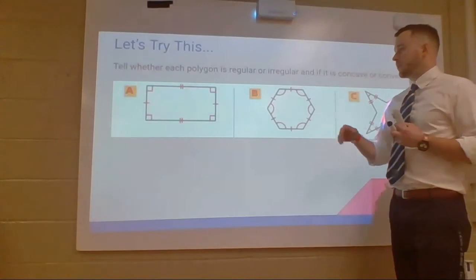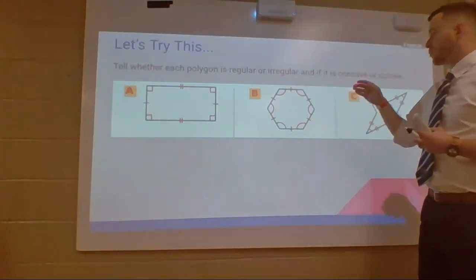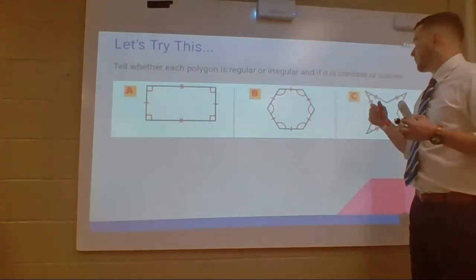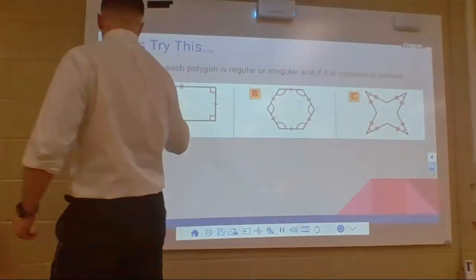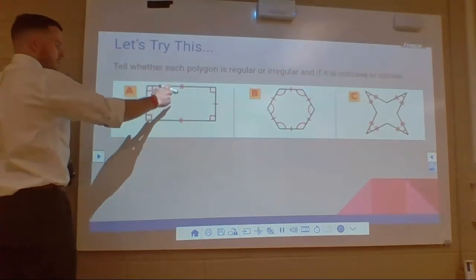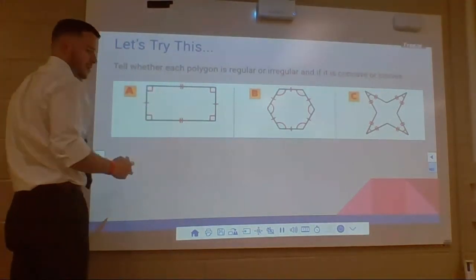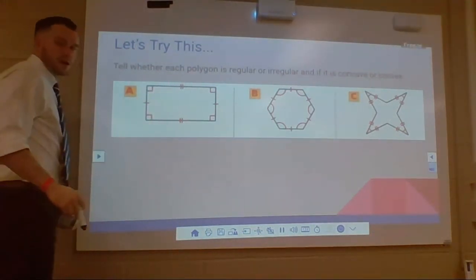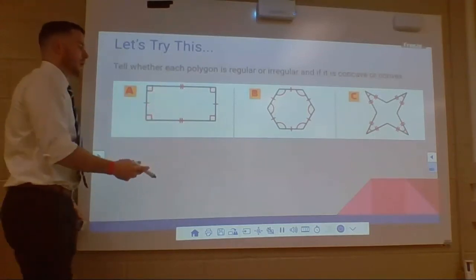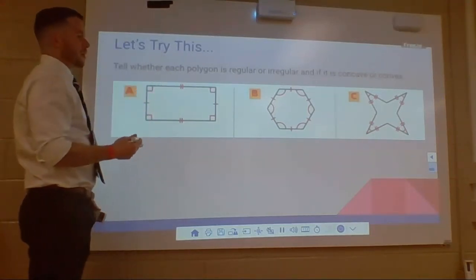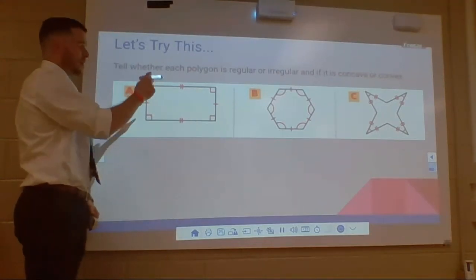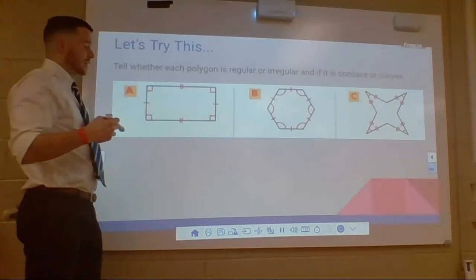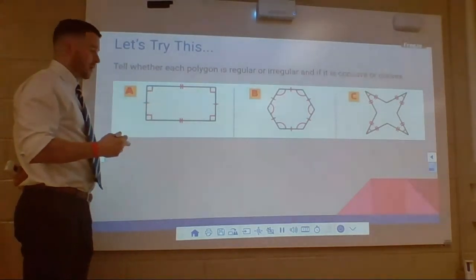So let's try this. Let's tell whether each polygon is regular or irregular, and if it is concave or convex. Well, look at part A. We have a quadrilateral, which is a rectangle. We'll talk more about rectangles in future lessons, but this is a rectangle. Is it regular or irregular? Concave or convex? Well, for it to be regular, it has to be both equilateral and equiangular.